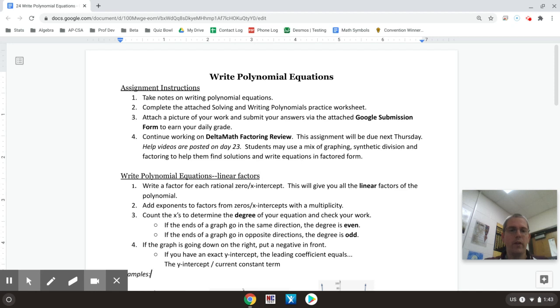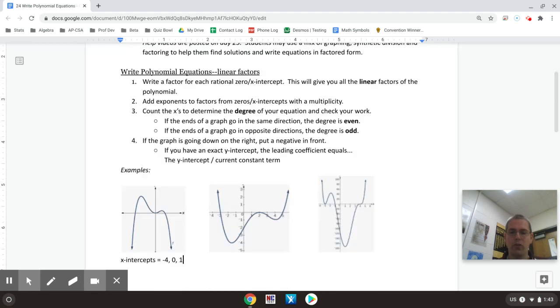Okay, we're going to go ahead and look at how to write some polynomial equations. The main thing we're going to focus on is the ones with linear factors. These are just easier to handle. If the factors are rational numbers, it's going to be linear factors. And remember, we can use the degree to check our answer. Let's go ahead and get into a few examples.